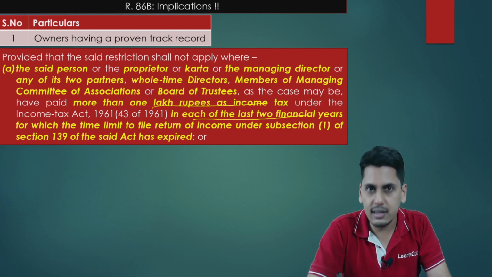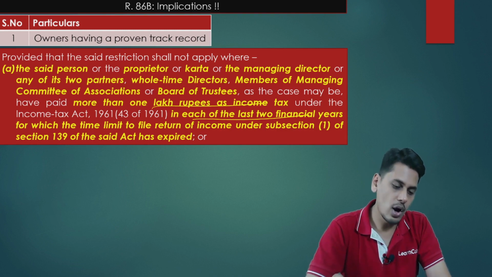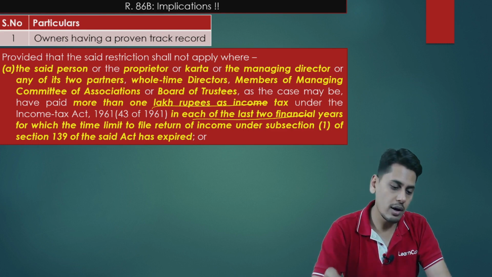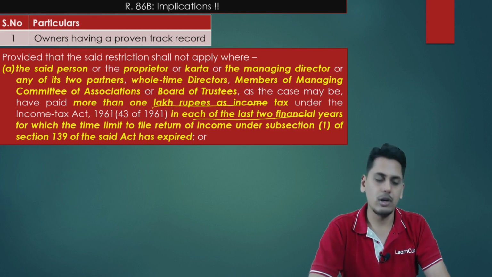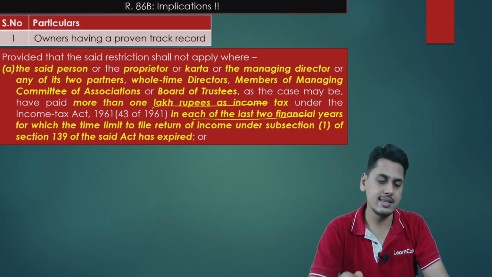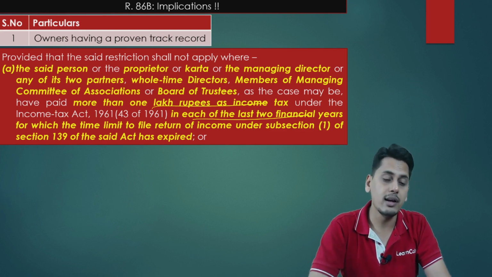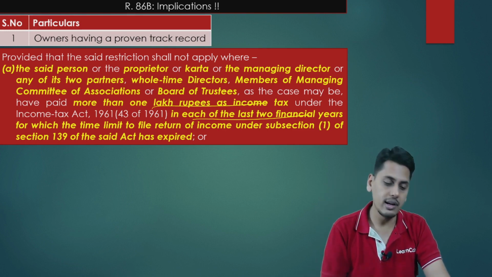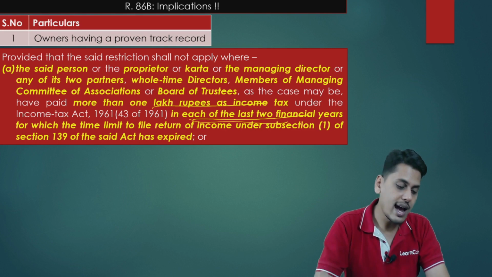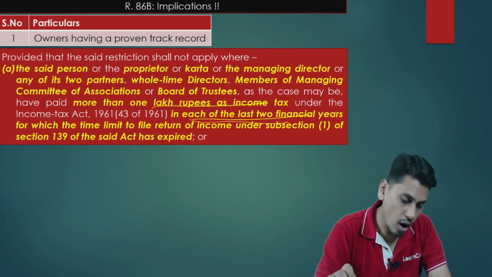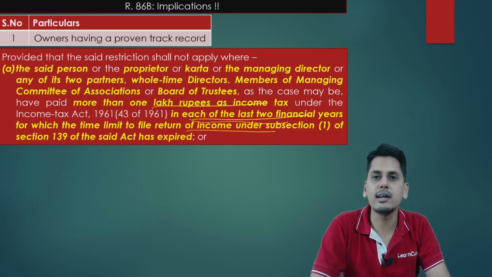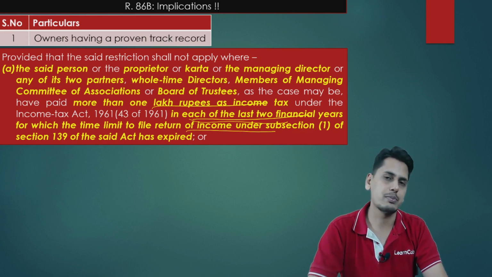So friends, either the said person or the proprietor or karta or managing director or any of its two partners or two whole-time directors or two members of managing committee of associations or two board of trustees, as the case may be, if they have paid more than 1 lakh rupees as income tax. Now the wordings are very, very important: in each of the last 2 financial years, for which the time limit to file the return of income tax under 139 subsection 1 has expired.